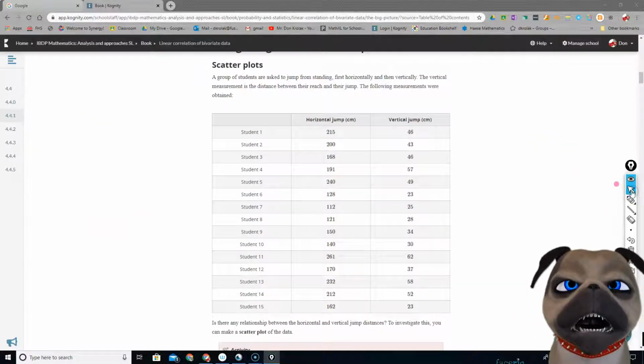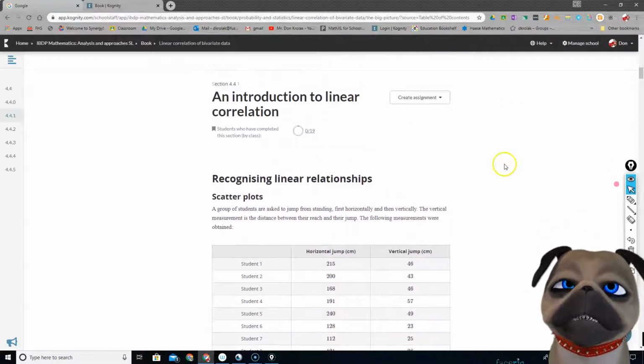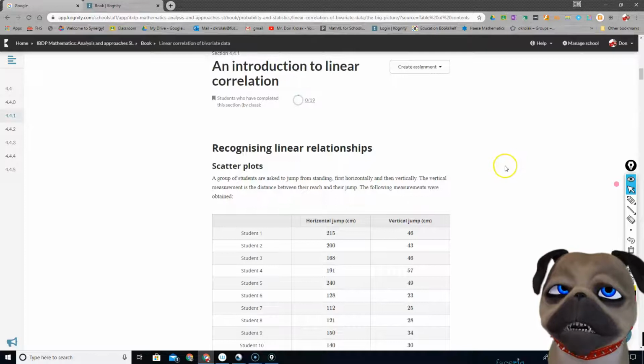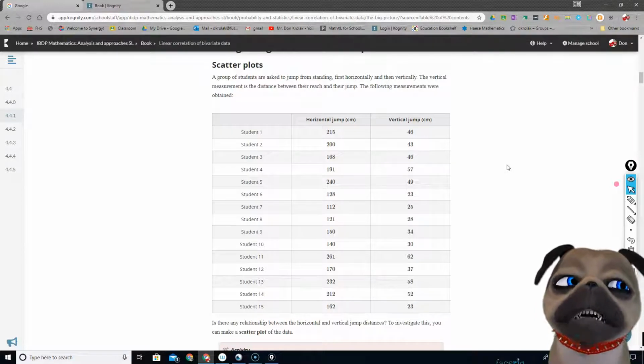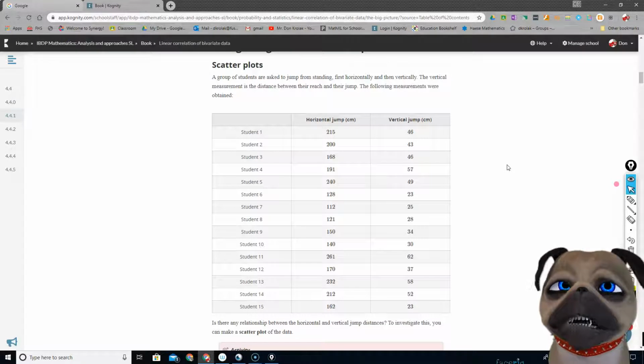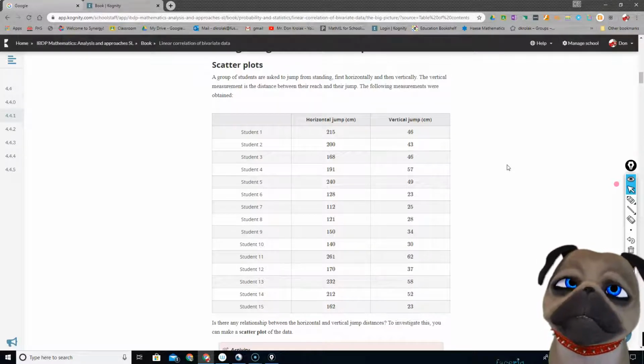So let's take a look at an example of how this works here. So recognizing a linear correlation. All right, we've got a group of students here, and we've measured from each student a horizontal jump and then a vertical jump. And our experiment is to see if there's any relationship between horizontal jump and vertical jump.